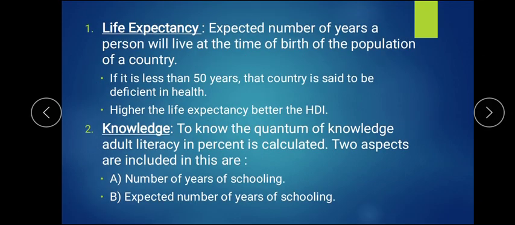Life expectancy is how many years a person lives from the time of birth. Knowledge talks about how many adult people have literacy. But here it also focuses on the number of years of schooling, as well as the expected number of years of schooling for that country. In the same way, in life expectancy, if the average life is less than 50 years, we can say it has a deficiency in health. There are problems, medical facilities are not available. But if it is more than 50, it has a better HDI.